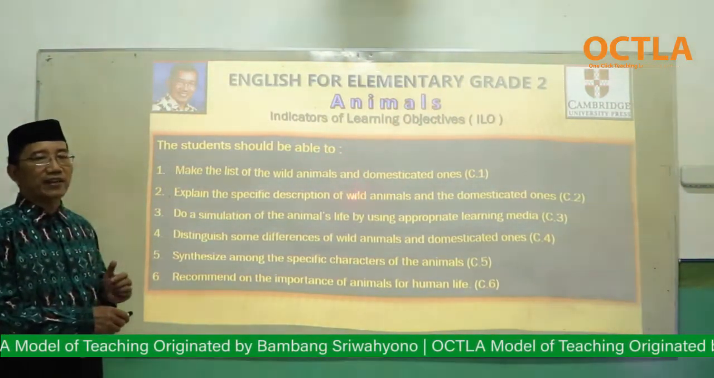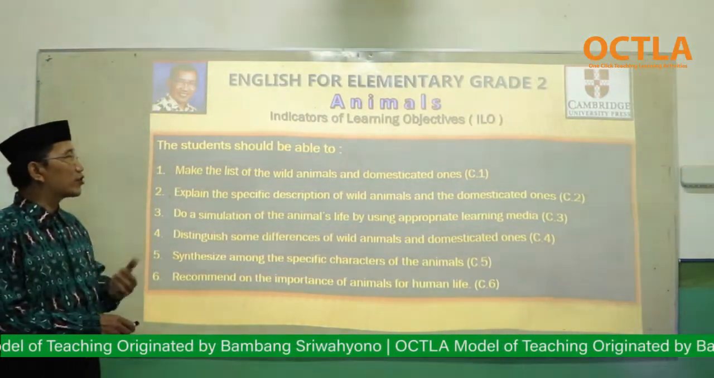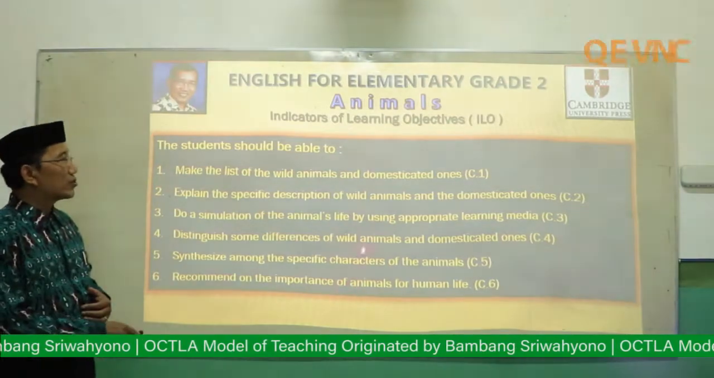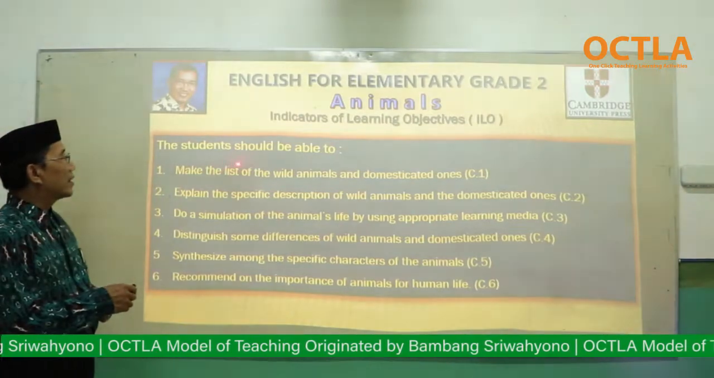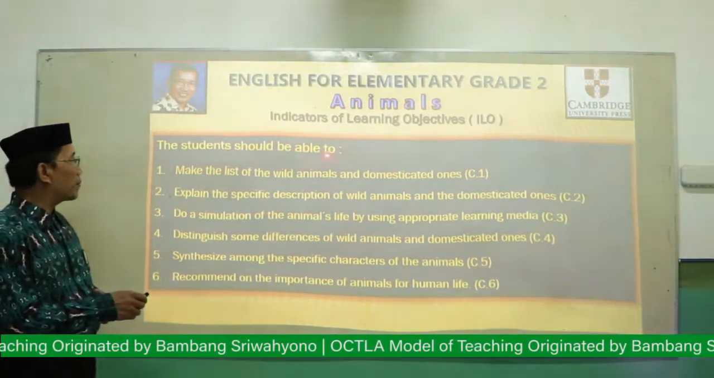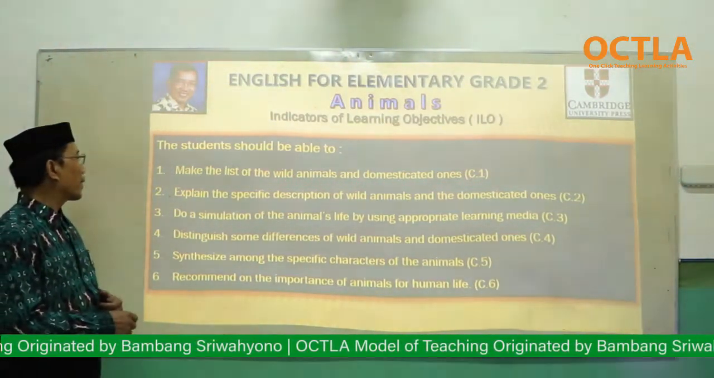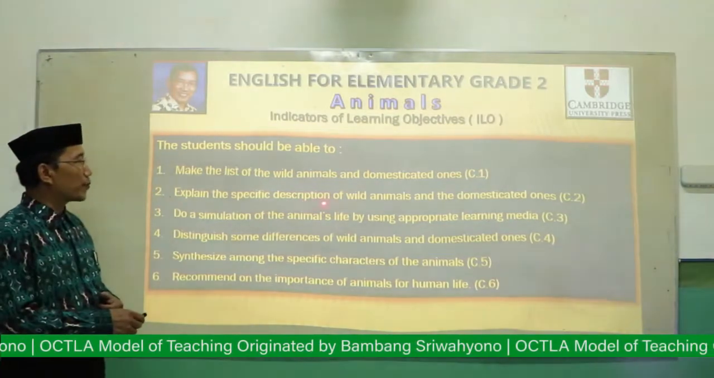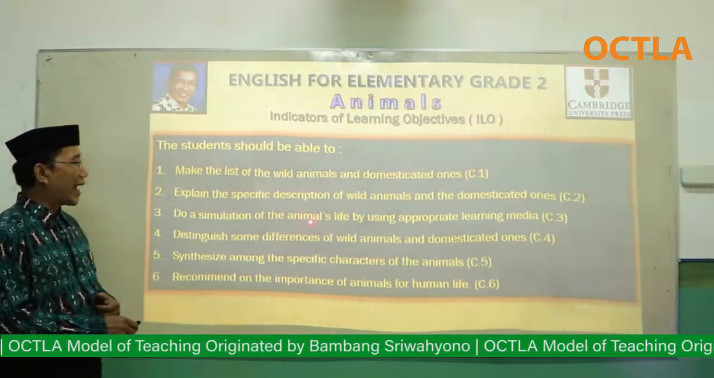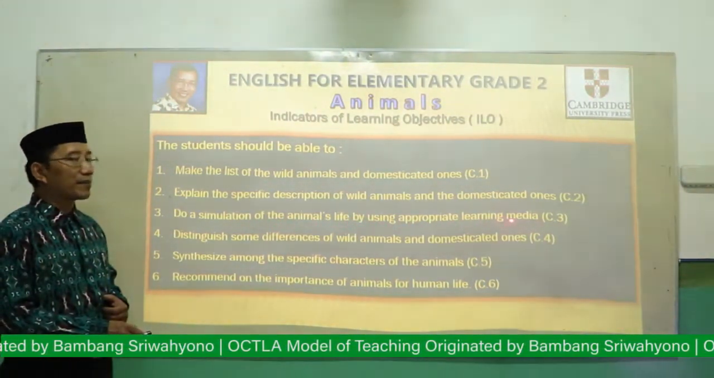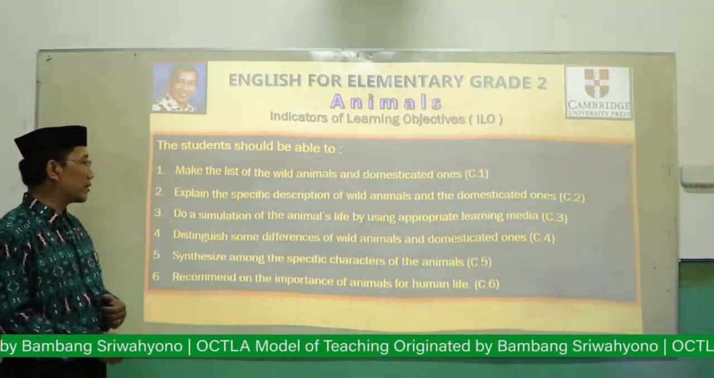So here, an example about the targets of learning for the students. We would like to show the students and invite them to master those learning objectives. For example, after this session, you should be able to make a list of wild animals and domesticated ones. Second, explain the specific description of wild animals and the domesticated ones. Do a simulation of the animals' life by using appropriate learning media. Distinguish some differences of wild animals and domesticated ones.